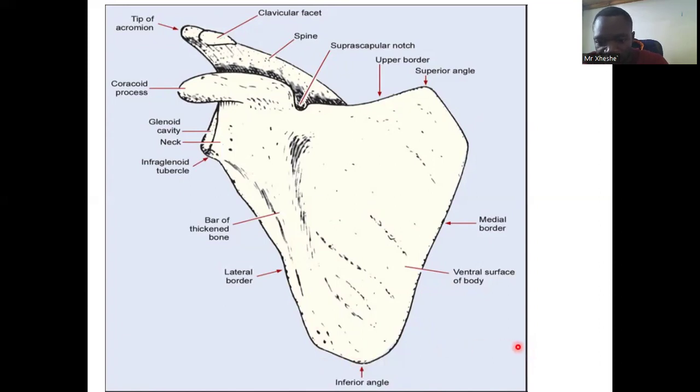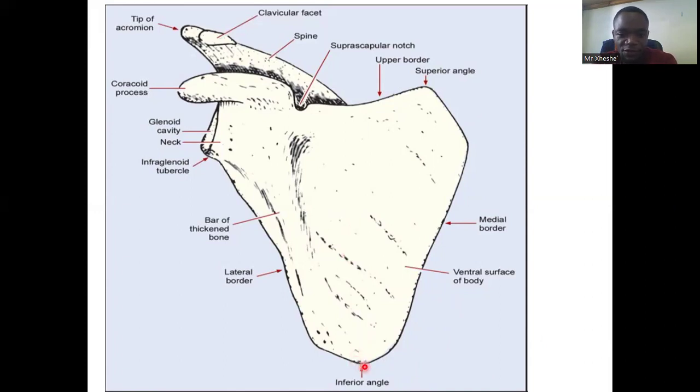If it is 7 here, the bone below it will be 8, 9, 10, all the way to 12, since there are 12 thoracic vertebrae. So that's the importance, and I can ask you this question in your exam. The inferior angle is in relation to the 7th thoracic vertebra. Correct, you get all the 2 marks or 1 mark. So this is the inferior angle.